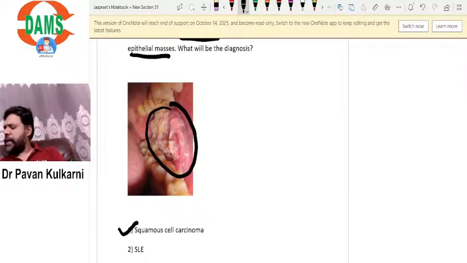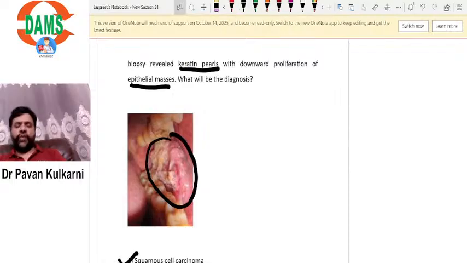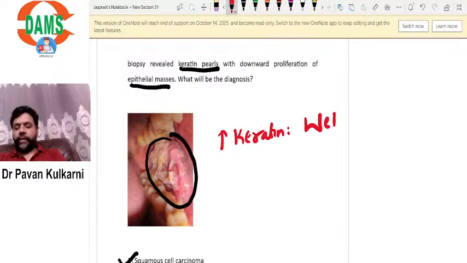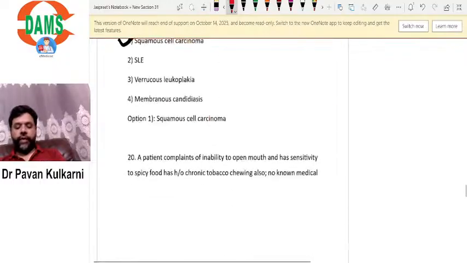Squamous cell carcinoma basically has 3 differentiations: well differentiated, moderately differentiated, poorly differentiated. Obviously, what kind of differentiation could you see here? Exactly, I can't say, but whenever I see more keratin pearls, I can suggest that it could be well differentiated. Whenever there are more keratin pearls, it is a clue that it could be a well differentiated squamous cell carcinoma. Let us move on to the next question.